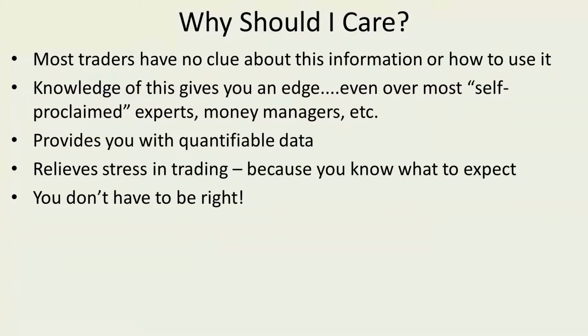And so the knowledge of all this stuff will give you an edge even over the self-proclaimed experts, the guys that took my $250,000 Roth IRA and turned it into $13,000. So trust me, you know a lot more than these guys. And this will provide you with quantifiable data, so you know the chance of this price getting to here. And if you start thinking in terms of probabilities and odds and let that permeate into your trading, be it futures trading or options trading, it'll have a huge impact on your trading.